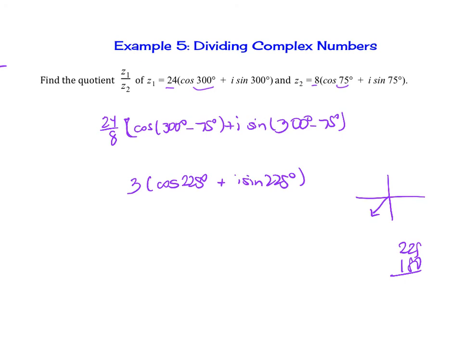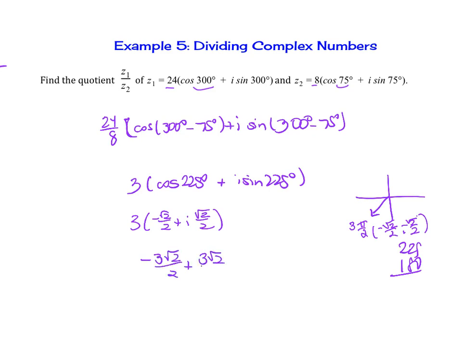I know this is pi over 2, but this is 3 pi over 2. Well, I think about that. And then knowing that it's that angle, it should really just be negative root 2 over 2 and negative root 2 over 2. So this is 3 times (negative root 2 over 2 plus i root 2 over 2). And then we could simplify. So this is negative 3 root 2 over 2 plus 3 root 2 over 2 i.